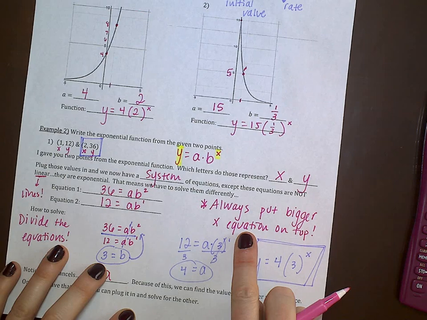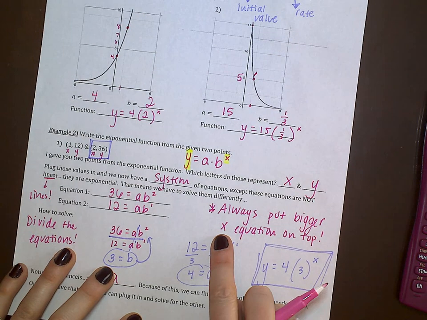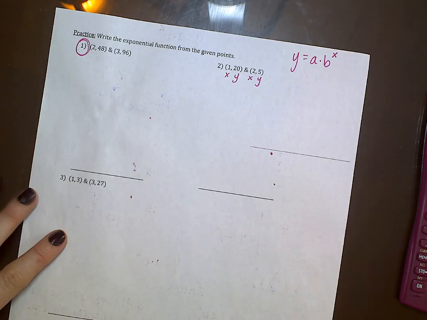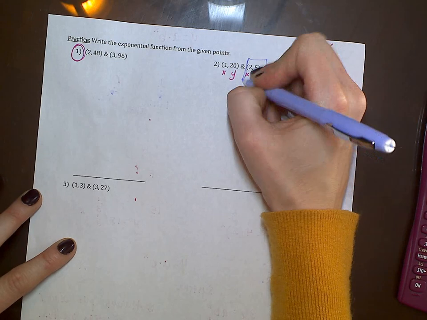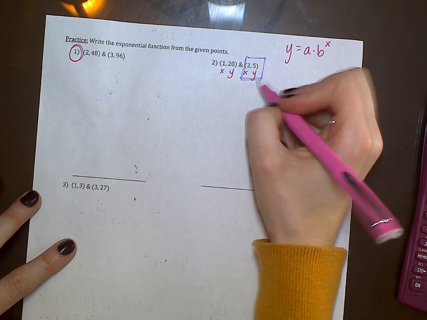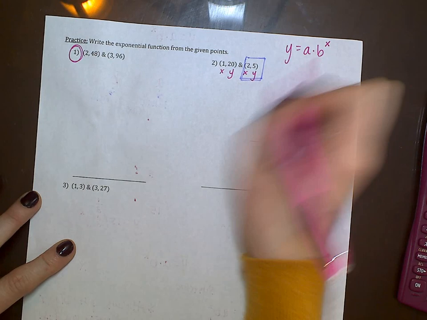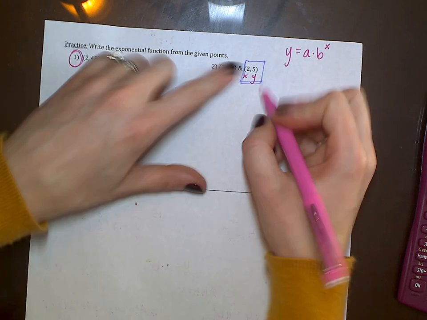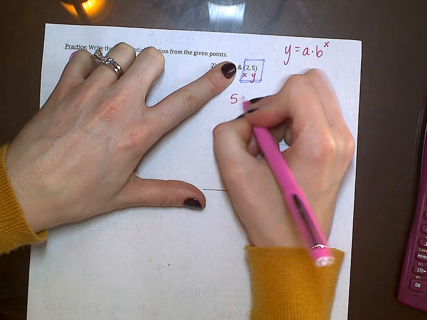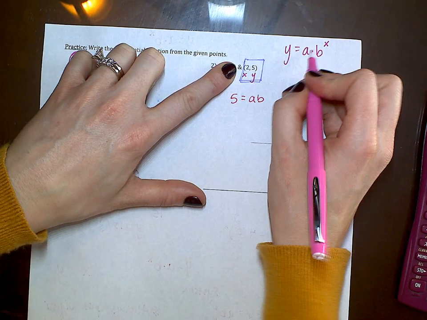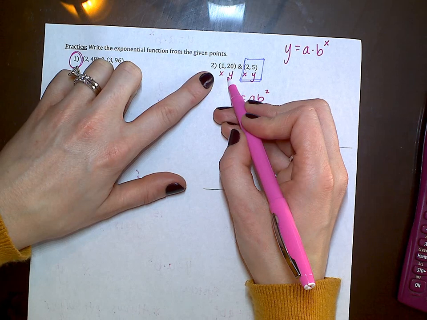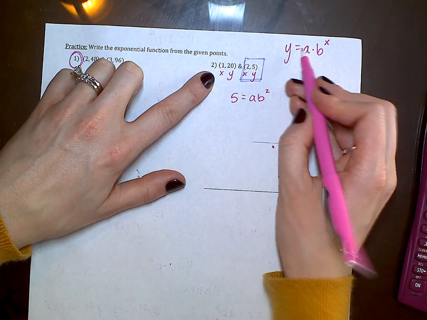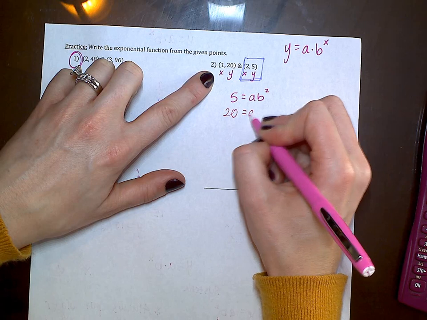You always take the ordered pair where x is bigger, and you use that information to write the equation on top. So let's see, I've got x is 1, x is 2. Obviously this one, x is bigger. So I'm going to use this x and y and plug it in and write that equation first. So the y value is 5, and the x value is 2. Then I'm going to come over here and use this information to write another equation. This y value is 20, and x value is 1.